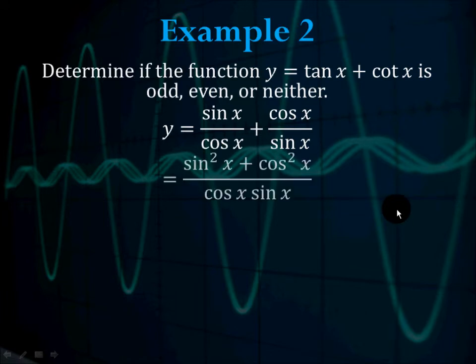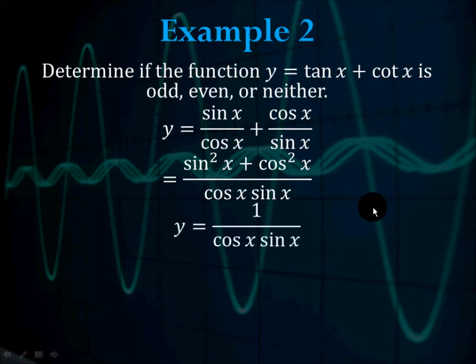So we're going to have a common denominator, which is cosine x sine x, which means you're going to multiply the top and bottom of this fraction by sine of x, and the top and bottom of this fraction by the cosine of x. So in the numerator you have sine squared x plus cosine squared x. In the denominator you have cosine x sine x. Now, if you remember, what does sine squared x plus cosine squared x equal? That's right, 1 over cosine x sine x.